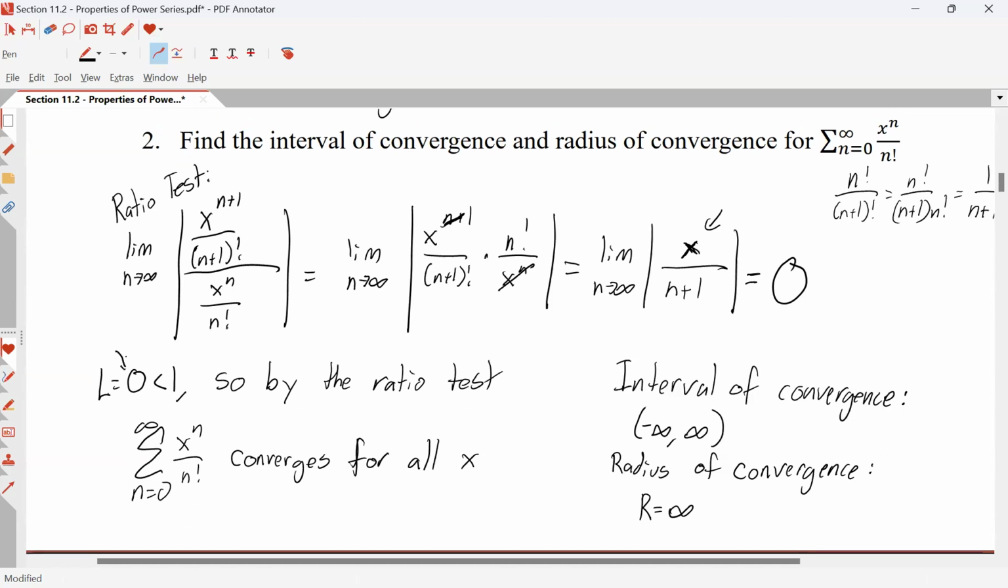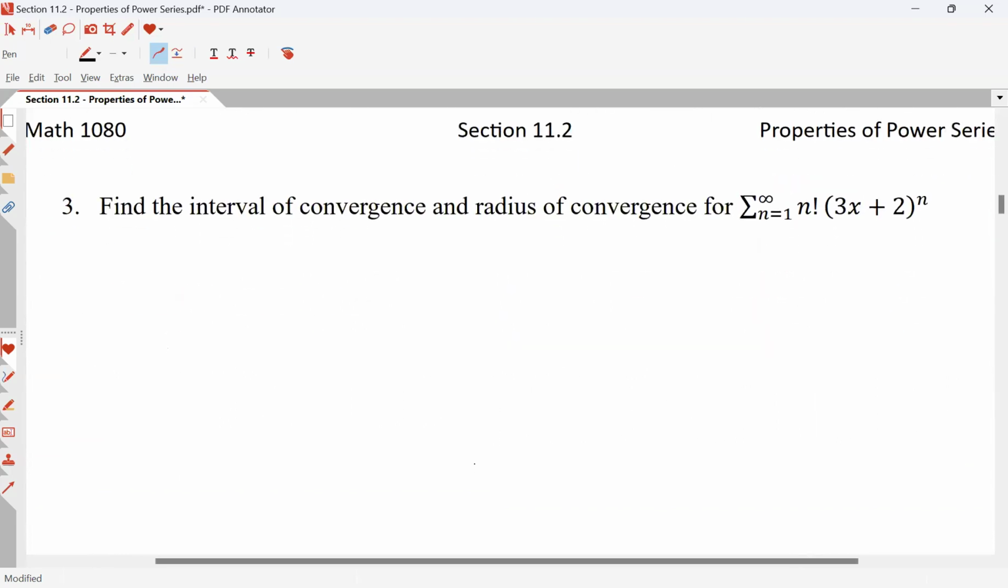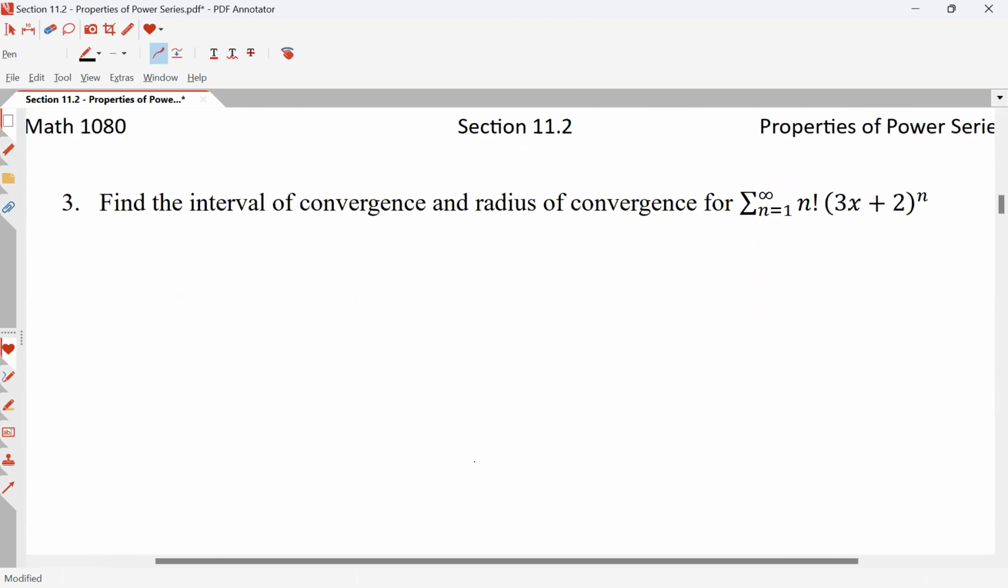However, getting the limit to be this nice might not always happen. So let's take a look at another example. Suppose we are looking at the series n factorial times (3x plus 2) to the n.